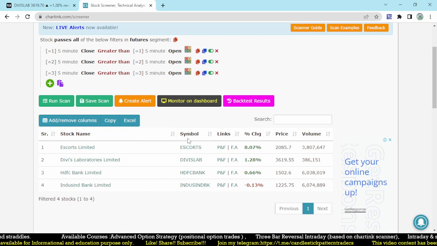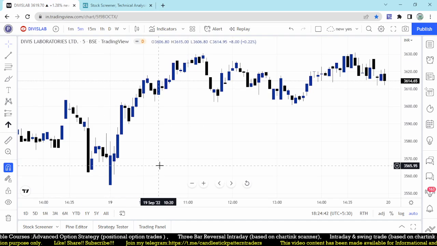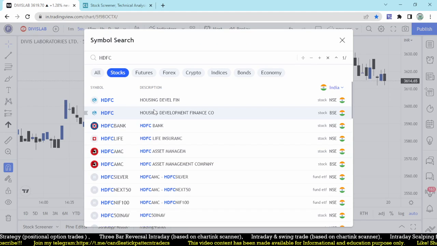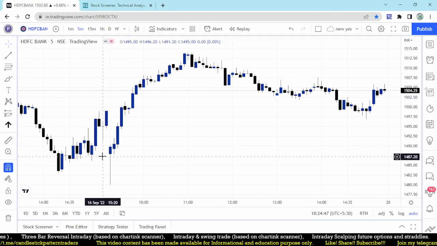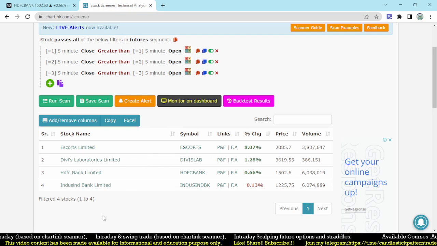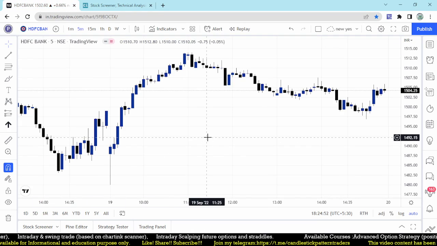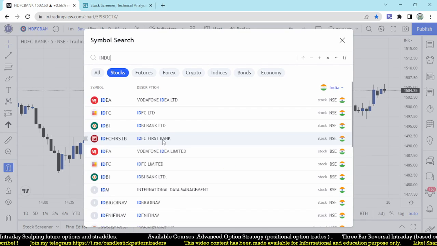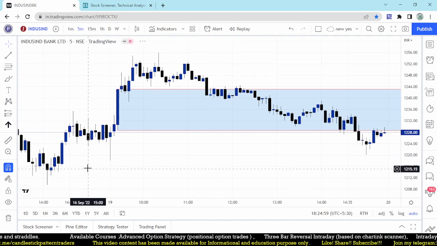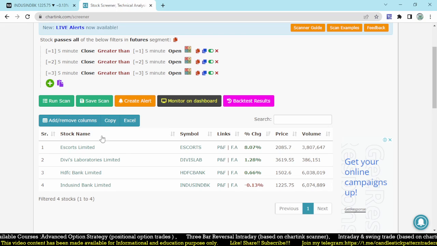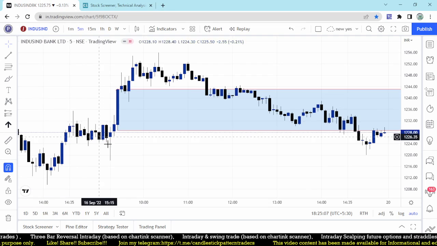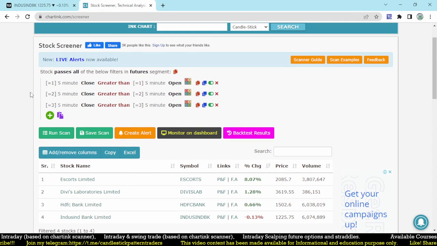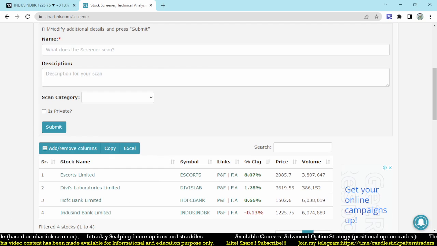3 consecutive green candles form, and IndusInd Bank and HDFC Bank also formed the first 3 consecutive candles. We made a video on IndusInd Bank. In the last video we discussed these 2 stocks, IndusInd Bank and HDFC Bank. Why are we not discussing the other stock and Divi's Laboratories? Because if you use the scanner like this, you will be getting them. And I'm going to save the scan and see how many stocks we got yesterday.